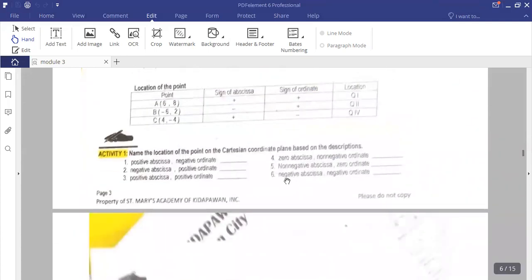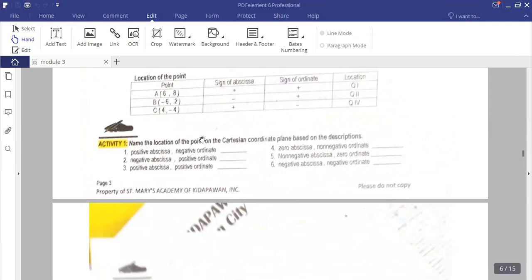So let's try to answer activity 1. I'll try to answer some of these and you answer the rest on your own. So how about number 1?